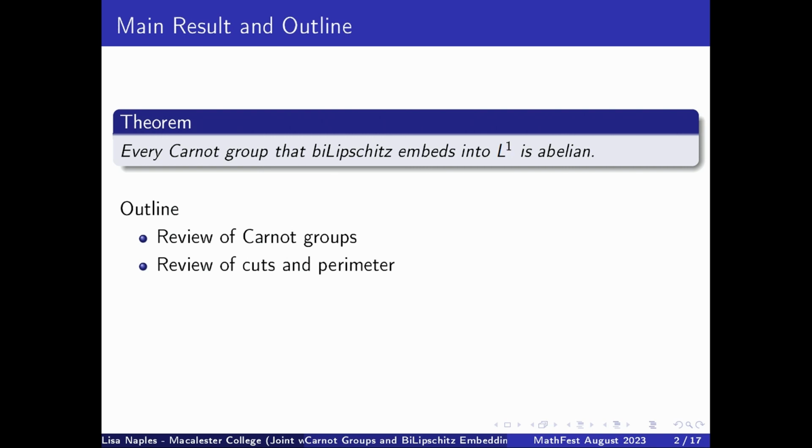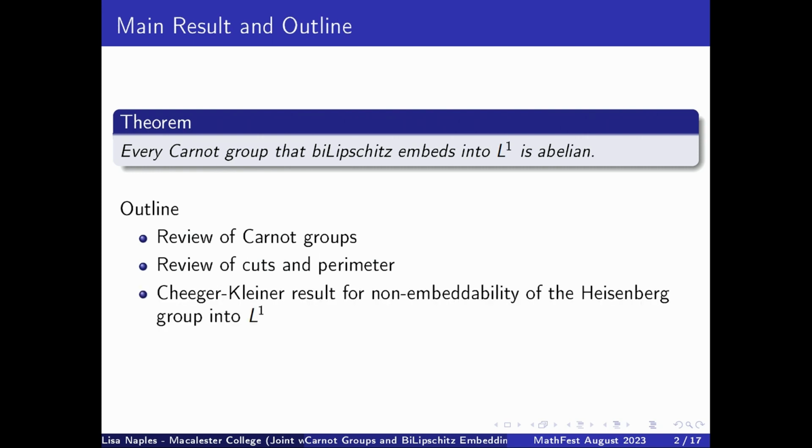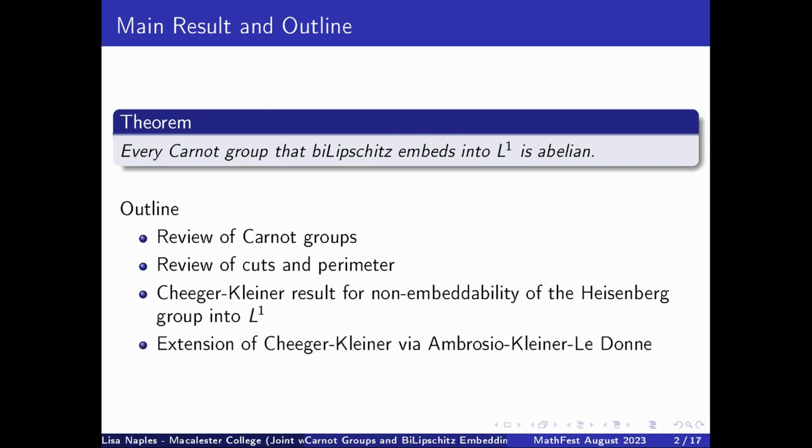Then I'll review or define cuts and perimeter in the context of Carnot groups. Then I'll share a result by Cheeger and Kleiner that shows the non-embeddability of the Heisenberg group into L1. And lastly, I'll talk about our result, which is an extension of Cheeger and Kleiner via Ambrosio, Kleiner, and Le Donne, that eventually gives us this theorem.